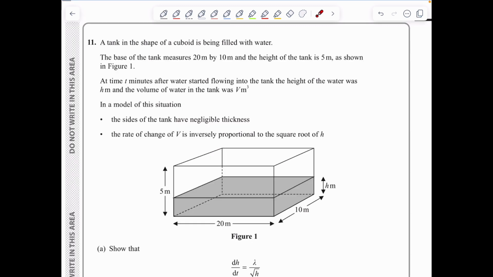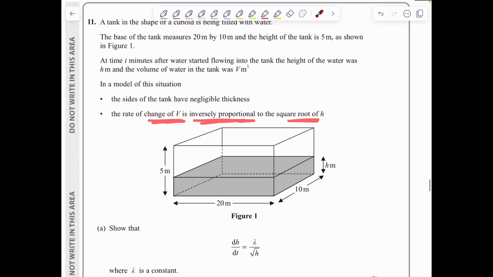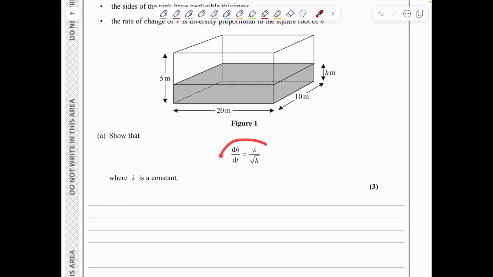In question 11, we've got the tank in the shape of a cuboid being filled with water. We've got the dimensions shown here. Now we are told that the rate of change of the volume V is inversely proportional to the square root of h, and we need to show that this leads to the differential equation dh dt is lambda over root h, where lambda is a constant. Now let's start with obtaining an expression for the volume. The volume is simply the cross-sectional area, which is 20 times 10, times the height, which is h.